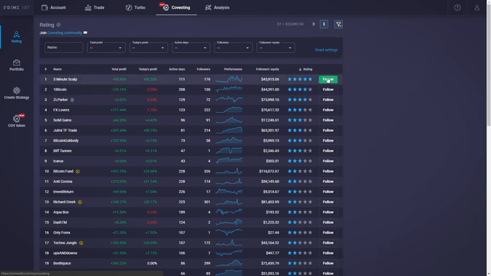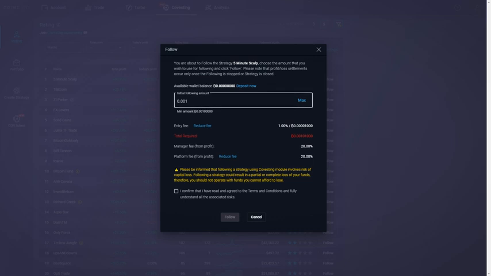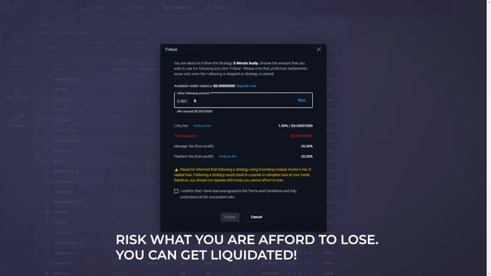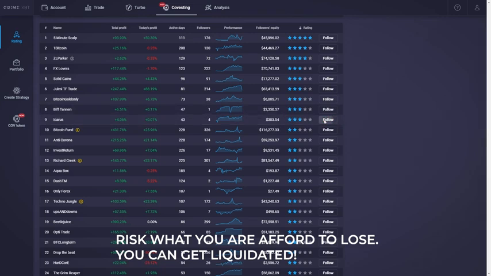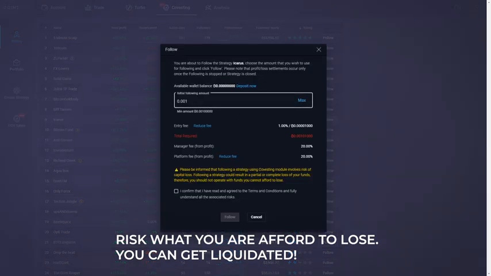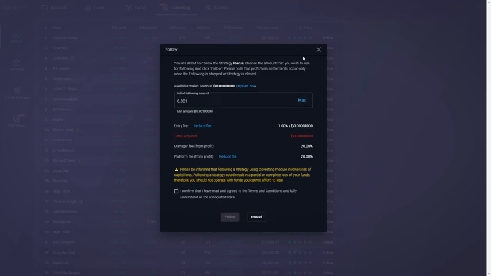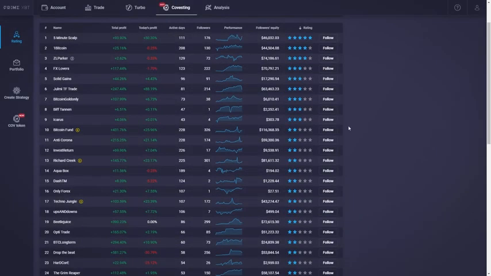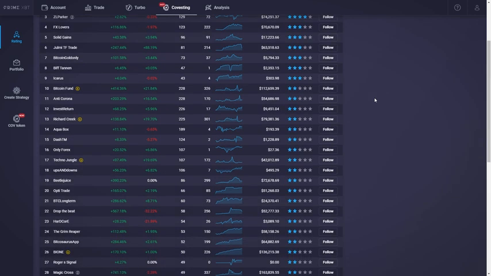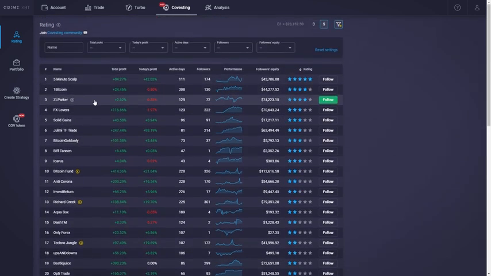When you click on the follow button right there, you are going to be greeted with this pop-up. So you can, for example, have 1 Bitcoin in the wallet, but only put, let's say, 0.01 Bitcoin to one trader. And let's say we also want to follow this one, we can put 0.001 Bitcoin to this trader. So you can, of course, follow more traders and then see which traders are making you the highest amount of profits, and then put more funds towards the traders that are more profitable than others.